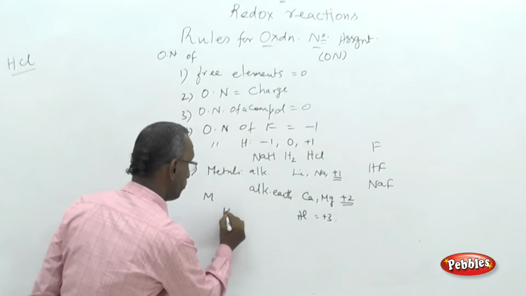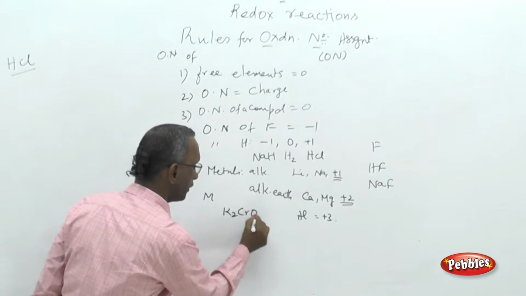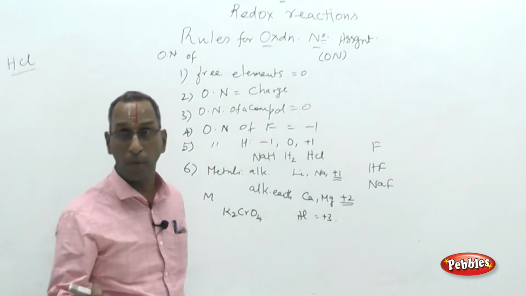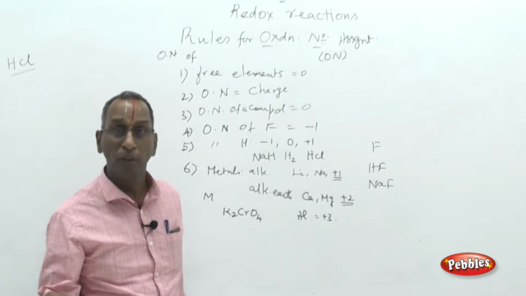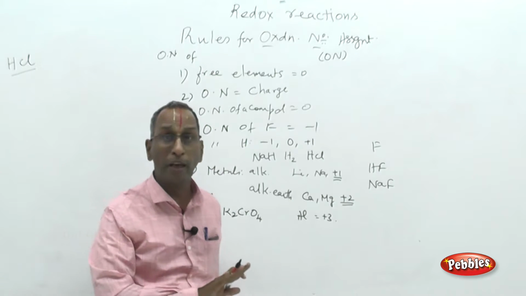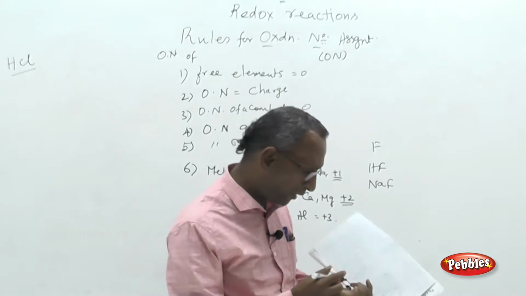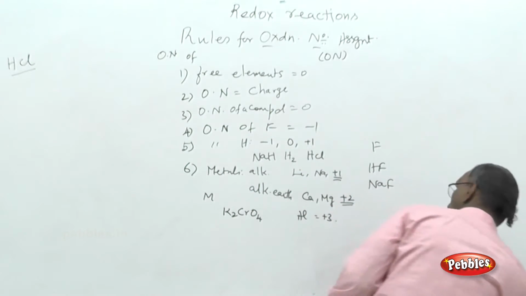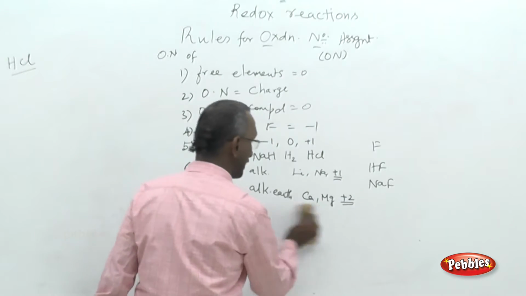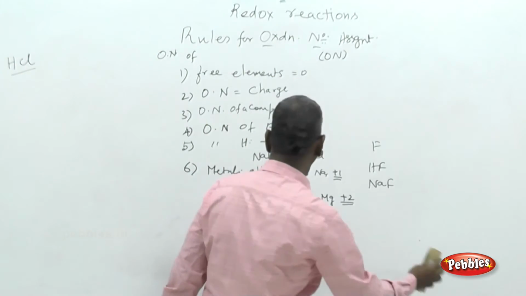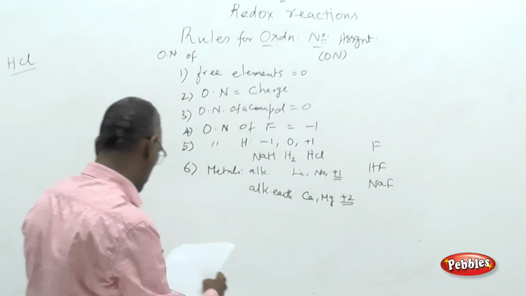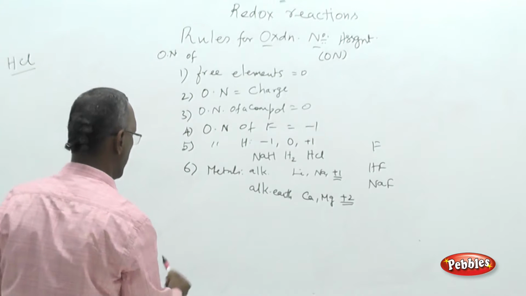In the case of potassium chromate or dichromate, we have seen that the chromium oxidation state is +6. It does not mean that chromium will lose 6 electrons. Chromium cannot lose 6 electrons, or manganese cannot lose 7 electrons, as this is only the number of electrons transferred as a whole from one compound to another compound. So that is with respect to oxidation number of metals.